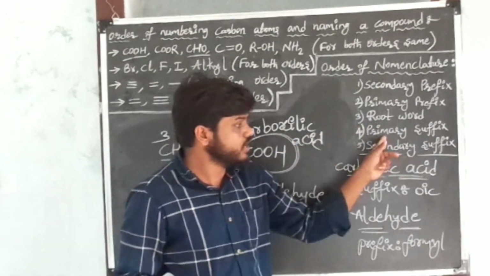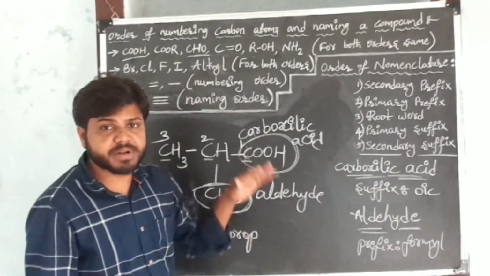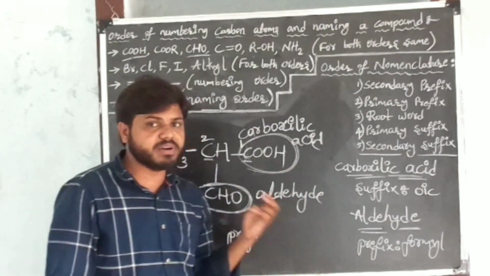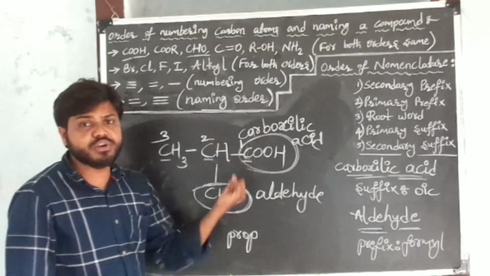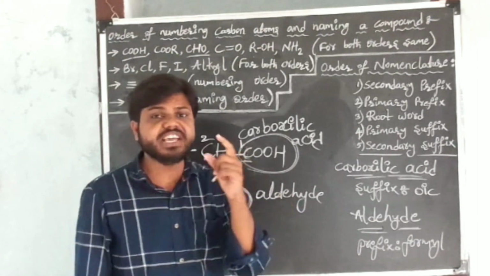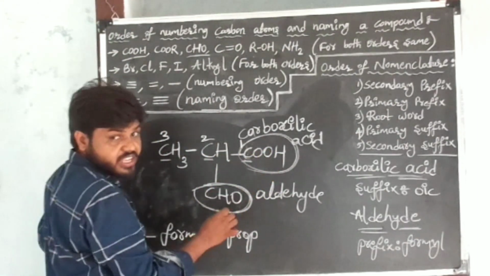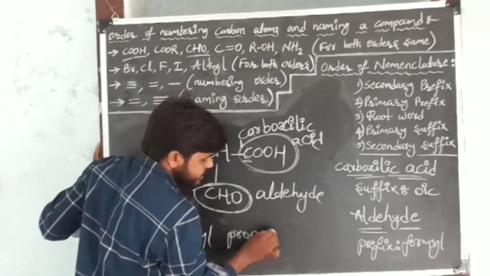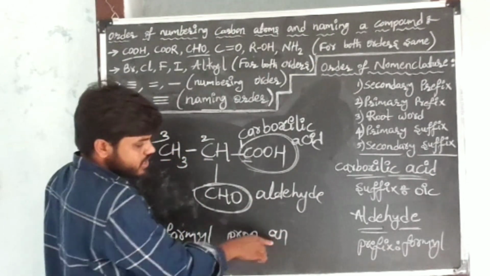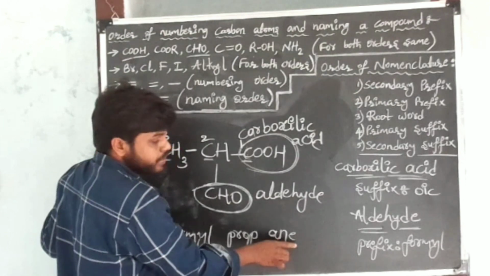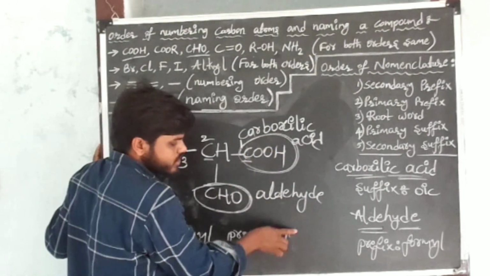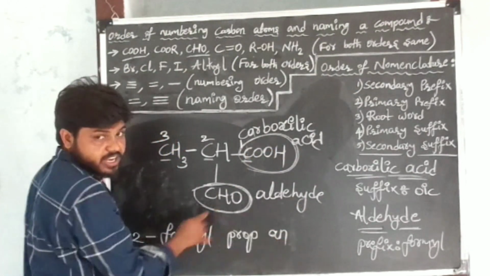After writing the root word, go to the primary suffix. Here primary suffixes are single bonds, double bonds, triple bonds. Between every two atoms in the given carbon compound, single bonds are present. That's why I am taking the suffix of single bond, that is an. The suffix of single bond is what? An. I am not taking this e because one functional group is there. That's why I am not taking e. Just write an.